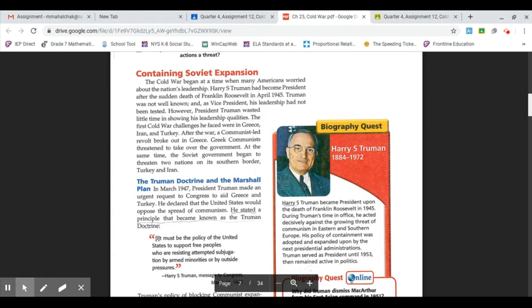The first Cold War challenges were faced in Greece, Iran, and Turkey. After the war, a communist-led revolt broke out in Greece. Greek communists threatened to take over the government. At the same time, the Soviet government began to threaten two nations on its southern border, Turkey and Iran.